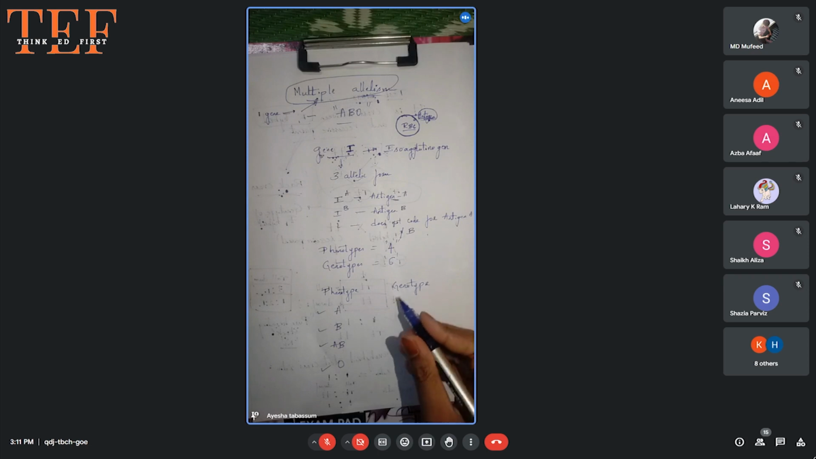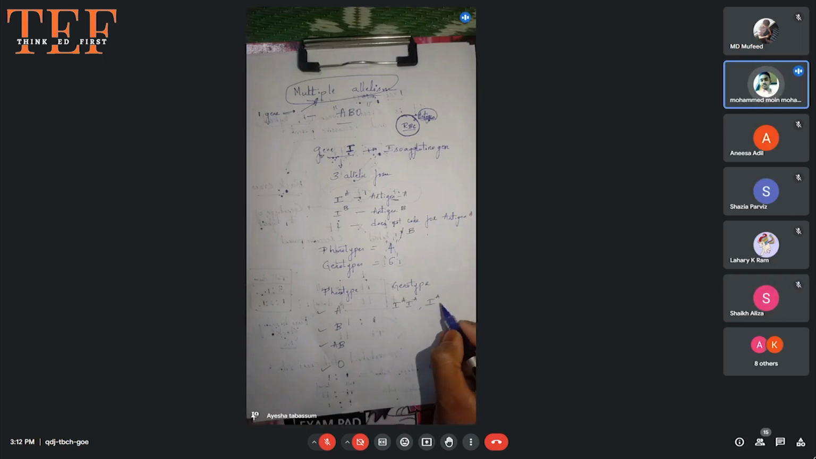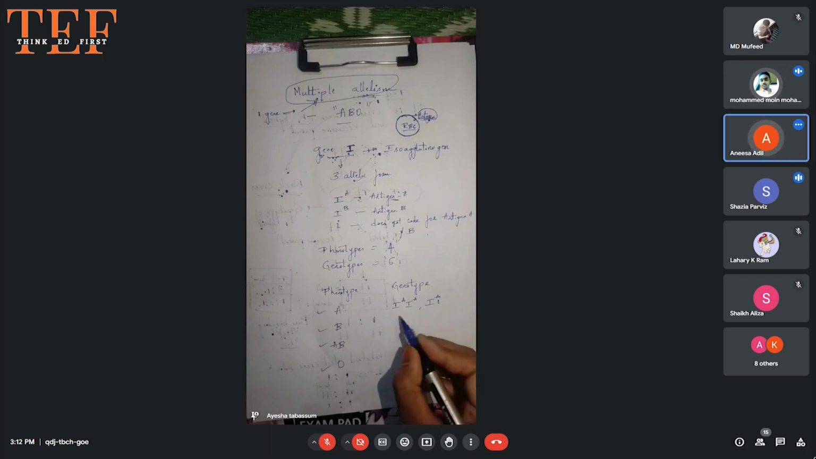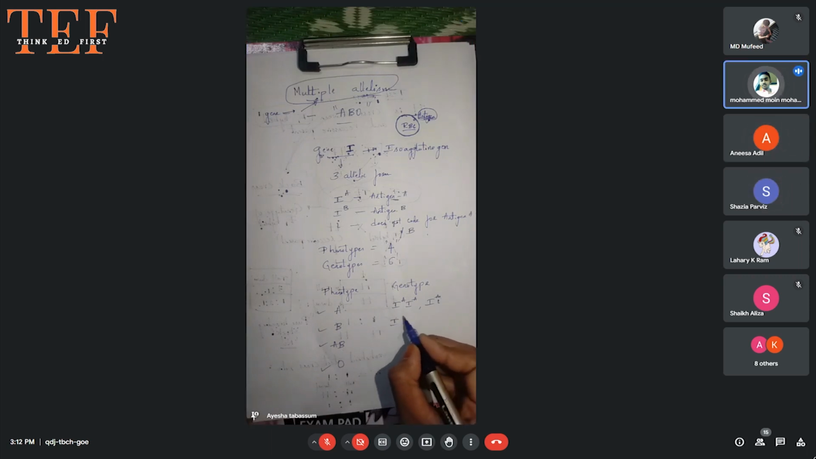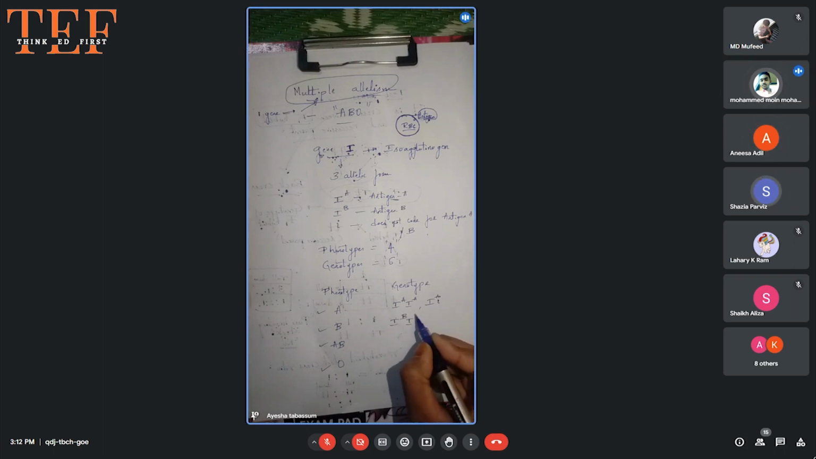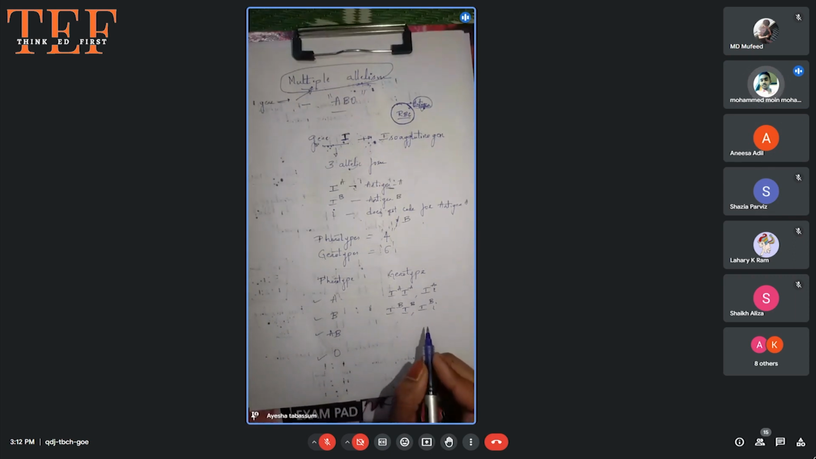And what are the genotypes? For blood group A, how many genotypes? IA IA, and IA IO. So these are the 2 possible genotypes. For blood group B, IB IB and IB IO. Two possible genotypes.